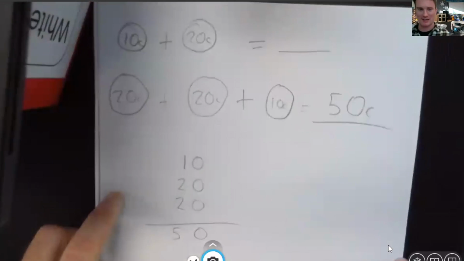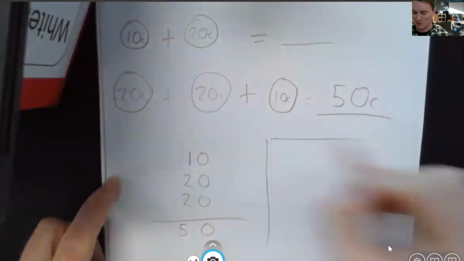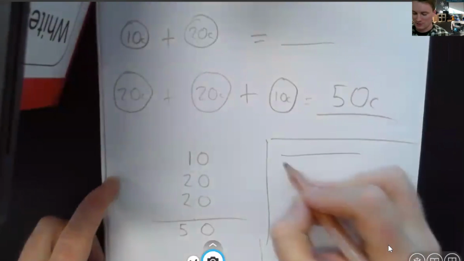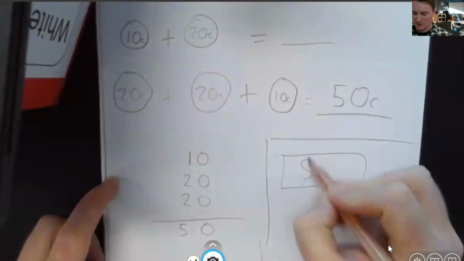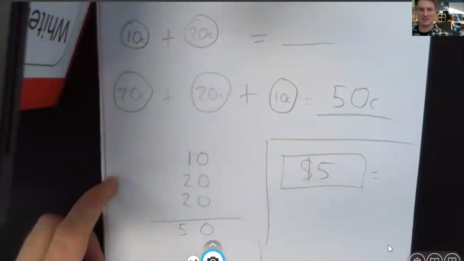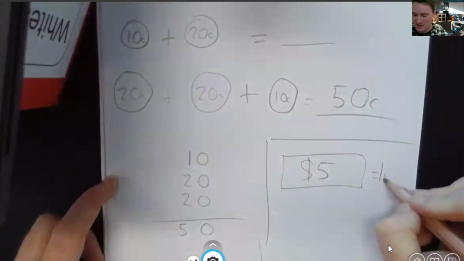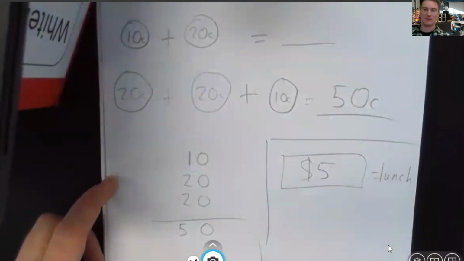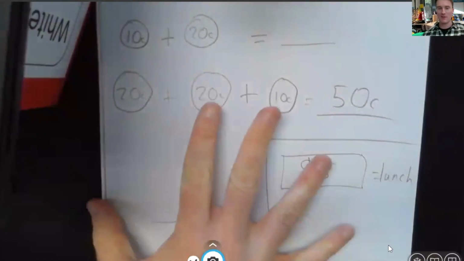Now, I mean, it could be very, very easy. And you could just say, well, Pat, I'm not going to use coins at all. I'm going to use a $5 note. And then that's my lunch. But try and use coins for today. That'd be great. But that's it. So have a bit of a practice.